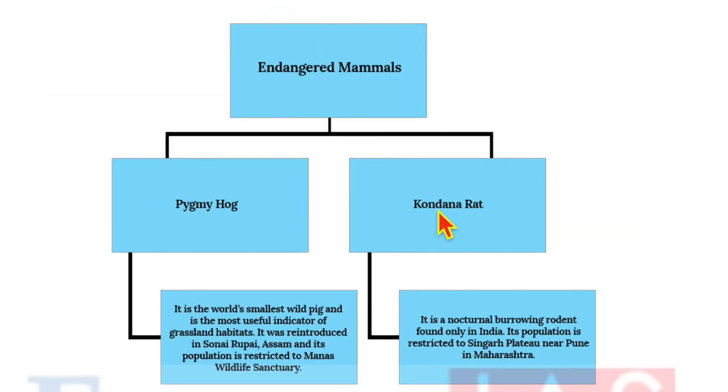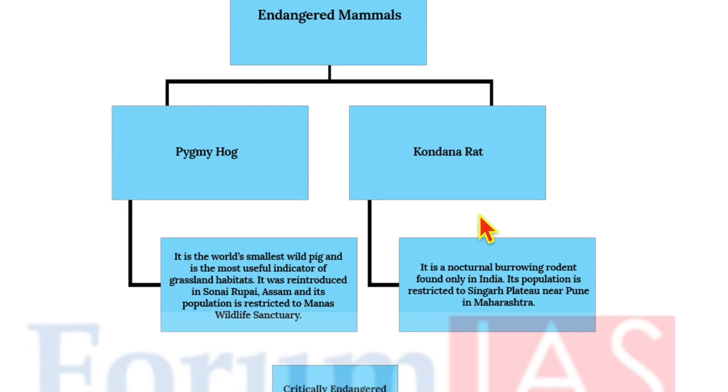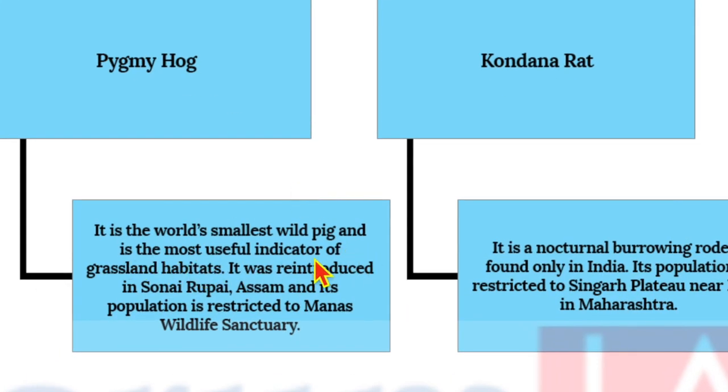Endangered mammals would include pygmy hog and Kondana rat. Now, pygmy hog is the world's smallest wild pig and is the most useful indicator of grassland habitat. It was reintroduced in Sonai Rupai, Assam. Its population is restricted to Manas Wildlife Sanctuary.